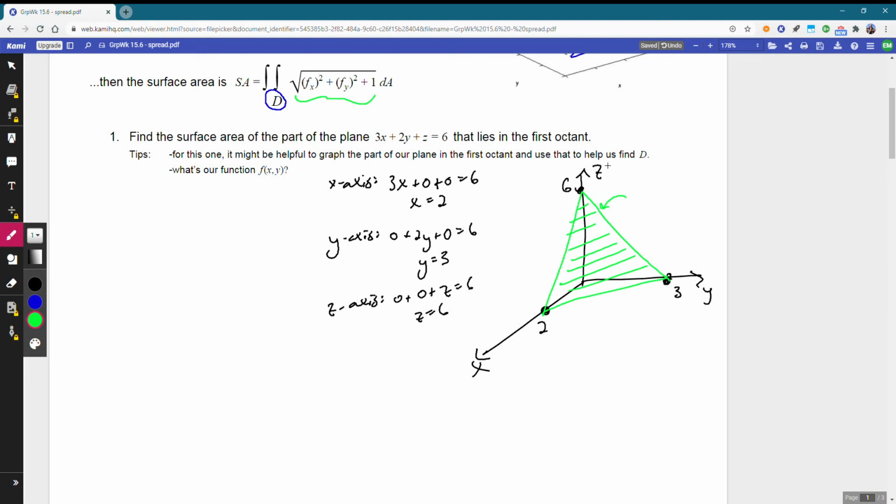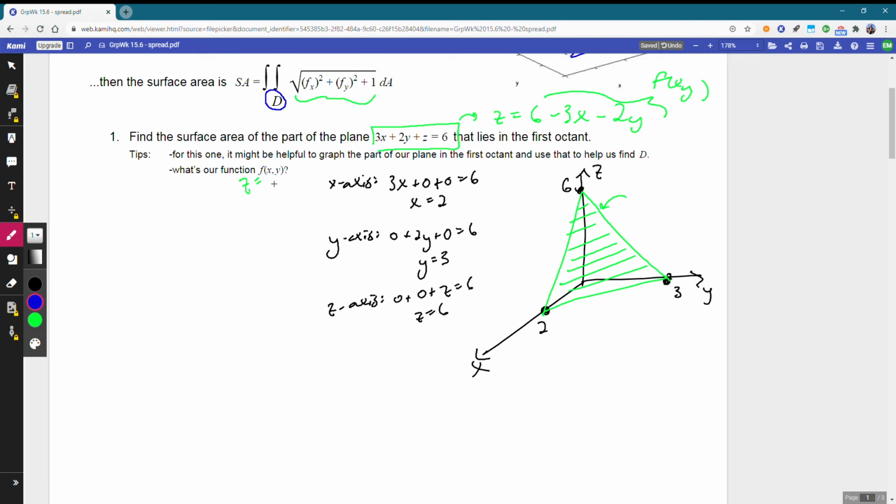And so here's our function. Notice our equation doesn't come in the standard form. In order to find what our actual function f of x, y is, we need to take our equation and solve it for z. So doing that here, you get z is 6 minus 3x minus 2y. So here's our function, f of x, y. Now we just need to know our D, our domain.